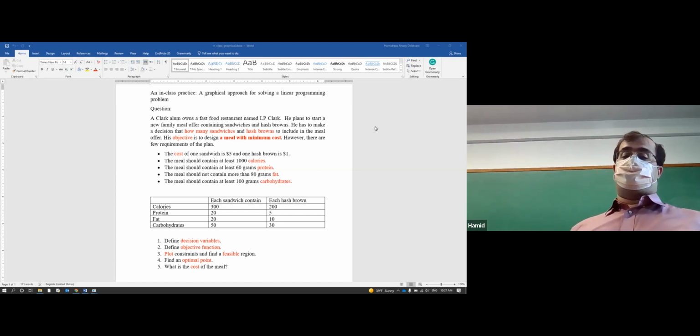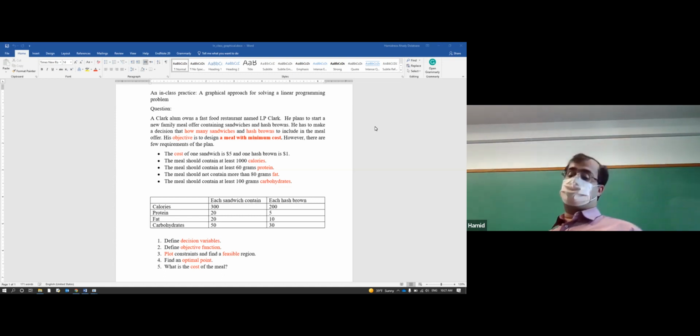So we already know the sandwich is $5, hash brown is $1 each. The meal should contain at least 1,000 calories. The meal should contain at least 60 grams of protein. The meal should not contain more than 80 grams of fat. The meal should contain at least 100 grams of carbs.